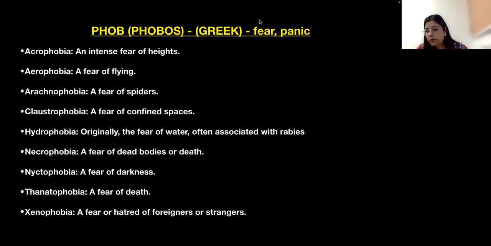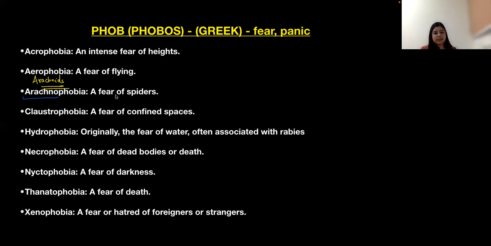Next, phobe. This is the last root word of the day. Phobe, related to any fear, related to any situation of panic. Acrophobia is the fear of heights. Aerophobia, fear of flying. Arachnophobia, now this again has two root words. Arachnids are a particular category of arthropods that have certain jointed appendages, right? So arachnophobia is the fear of spiders.